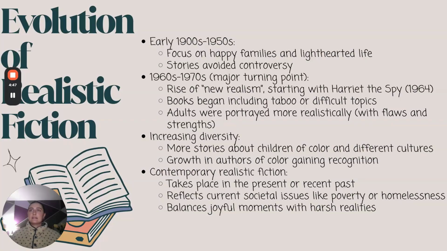However, in the 1960s and 1970s, this is where we see a big major turning point. This was the rise of New Realism, which started with Harriet the Spy in 1964. Books also began including taboo or difficult topics such as death, divorce, bullying, gender issues, and much more. Adults were also portrayed more realistically, with flaws and strengths that we wouldn't see in earlier books. There was also increasing diversity with more stories about children of color in different cultures. And there was also a large growth in authors of color that gained recognition.